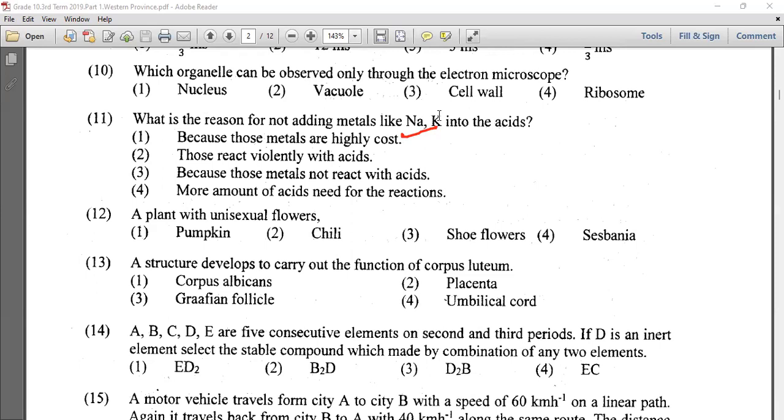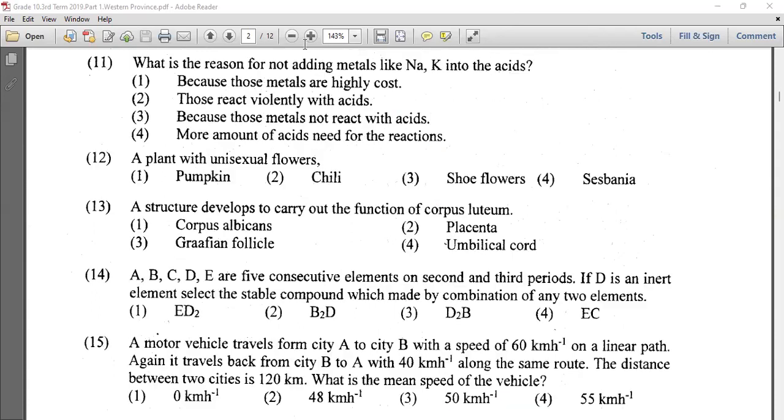Those react violently with acids. That's true, but other facts are also true. Those metals do not react with acids? No, that's wrong. More amount of acid? No, that's not true. This is true, but not the answer. The answer is they react violently with water. So what if they would be added into acid? They would react even worse.